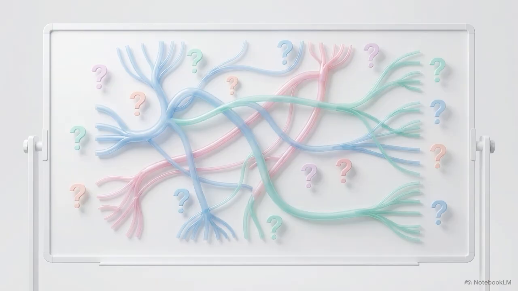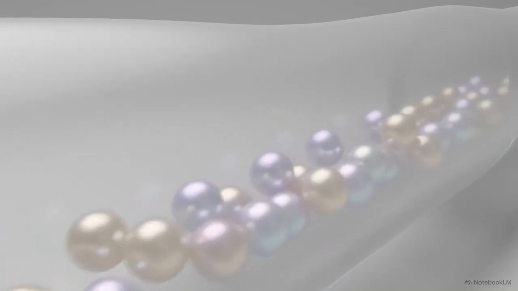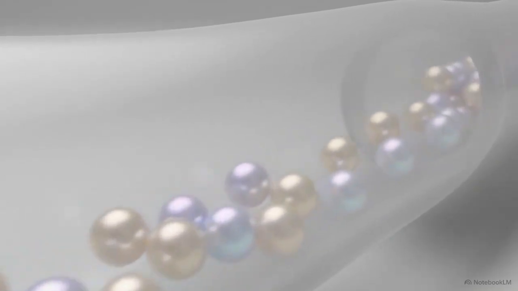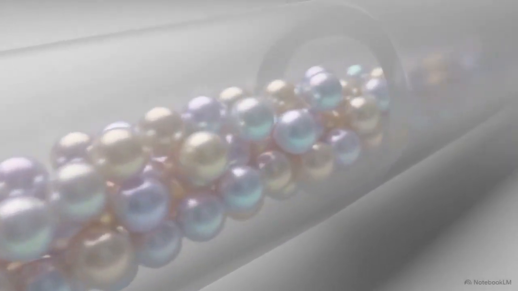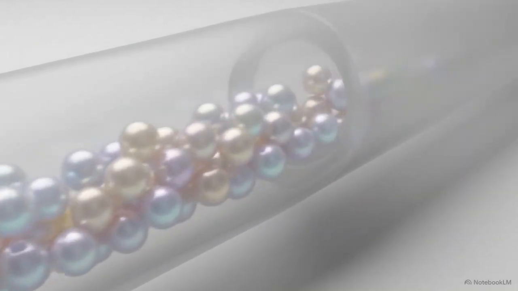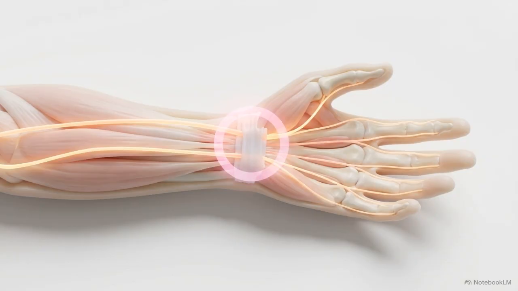To explain this heavy clustering of seemingly unrelated nerve pathologies, we have to look at double crush syndrome, a concept first proposed by Upton and McComas in 1973. Double crush syndrome describes a microscopic interruption of axonal transport mechanisms flowing down a nerve fiber. A proximal blockage in the neck creates downstream weakness. Proximal compression at the cervical root reduces the peripheral nerve's biological tolerance to entrapment further down the arm.